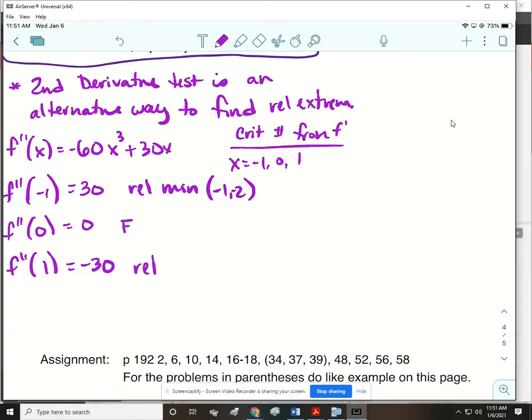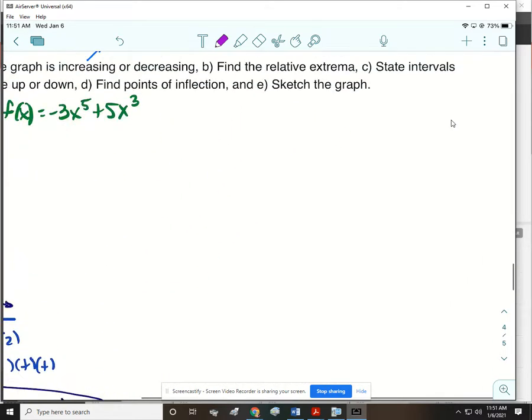All right, then 0, we can't use the second derivative test. We would have to go back to the first. But then when we plug in 1, we get that the second derivative is negative, which means that at that critical number, the function is concave down. And concave down creates a relative max. Okay, so I do want you to know how to use the second derivative test, even though we found it using the first also.